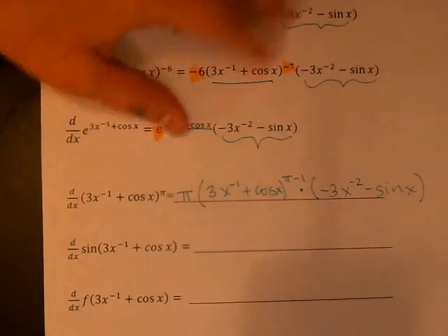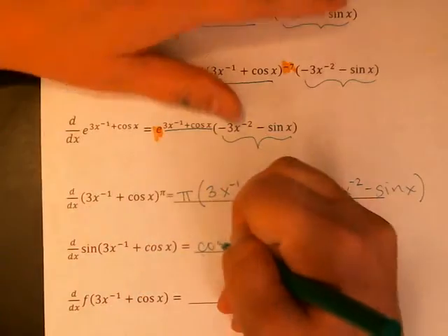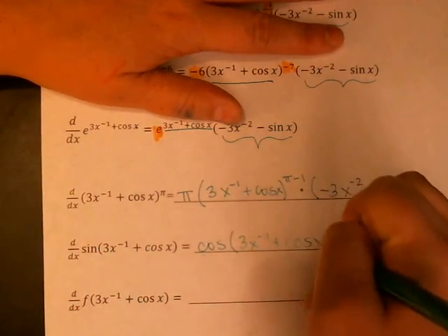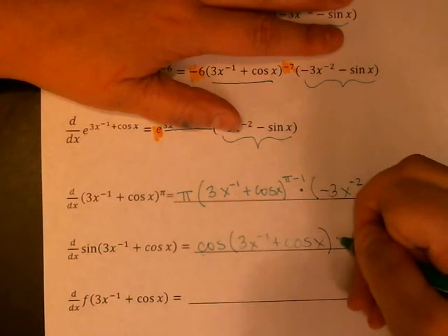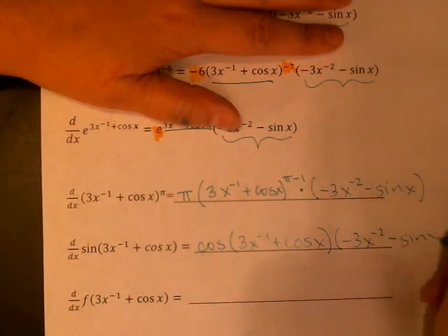Okay, so now we have that same inner function. The outer function is a sine. So the derivative of sine is a cosine. And we should leave this exactly as it is. And then the derivative of the inner stuff is that same thing I've seen all the way down.